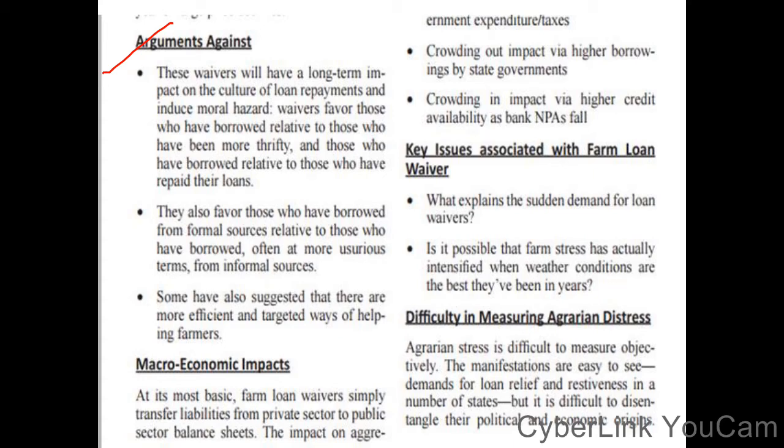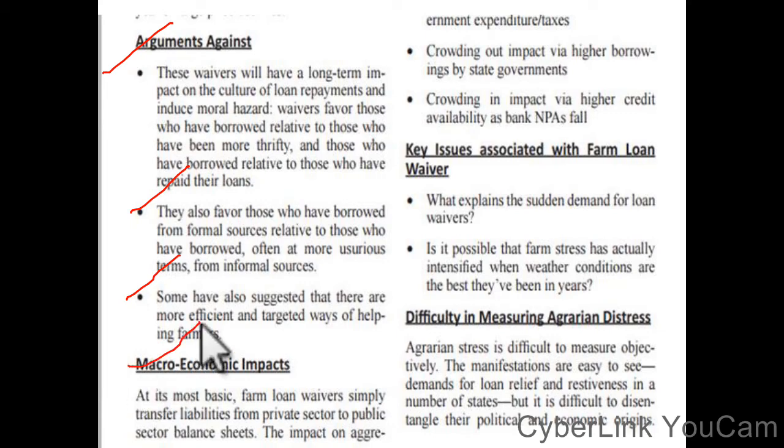The argument against these waivers is the long term impact on credit culture, loan repayment, and induced moral hazard. They favor those who have borrowed from formal sources relative to those who have borrowed informally. Some suggest that there are more efficient and targeted ways of helping farmers.